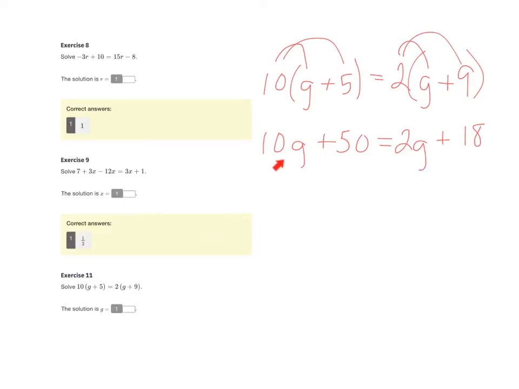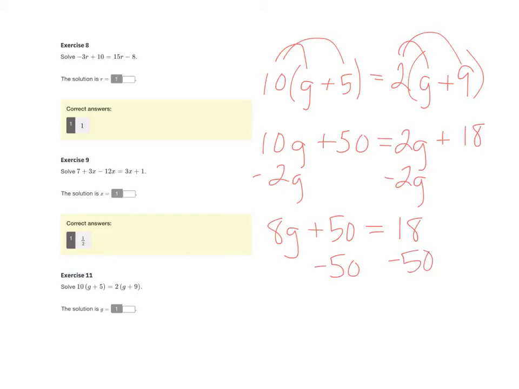I can minus 10G from both sides, that would give us a negative, or I could minus 2G from both sides and we would still stay positive. So that's what I'm going to do. I'm going to minus 2G, minus 2G. That's going to give me 8G plus 50 is equal to 18. Order of operations backwards. I'm going to get rid of this addition, or plus 50. So the inverse operation of plus 50 is minus 50.